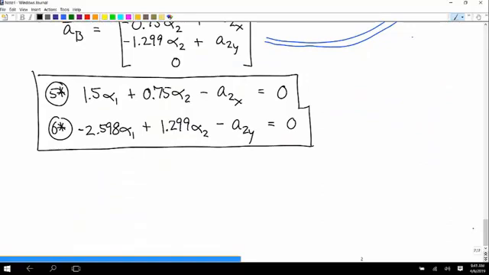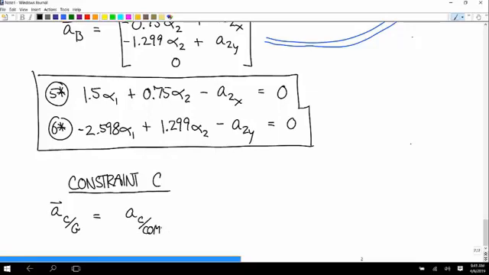We need one more equation, and that's going to come from the constraint at C. So for this one, we just have to calculate the acceleration of that point C according to member 2. The acceleration of C relative to the ground is equal to the acceleration of C relative to the center of mass of 2 plus the acceleration of the center of mass of 2 relative to the ground.